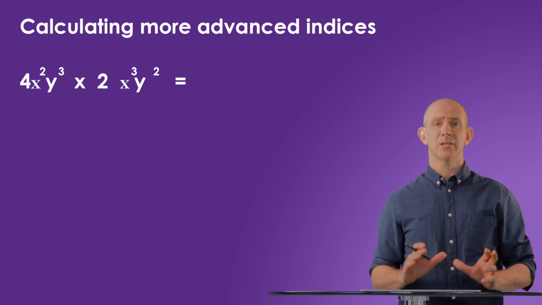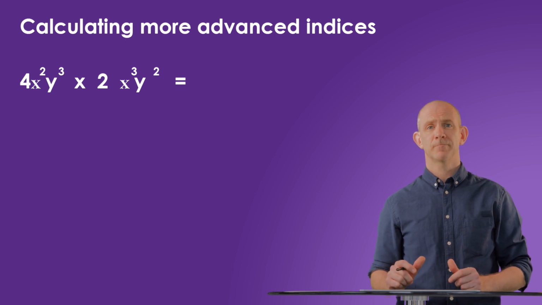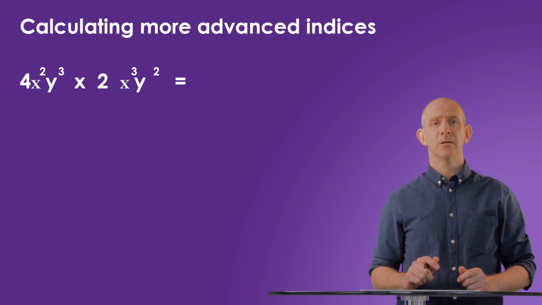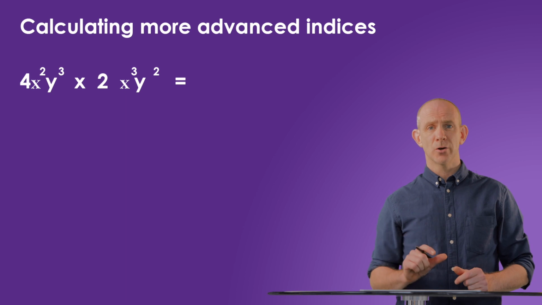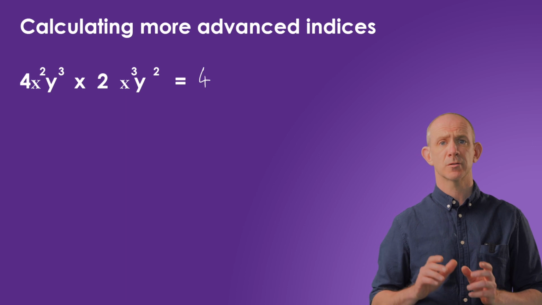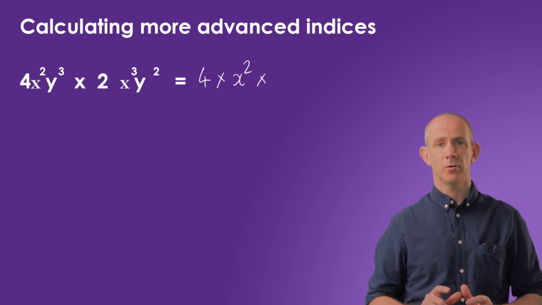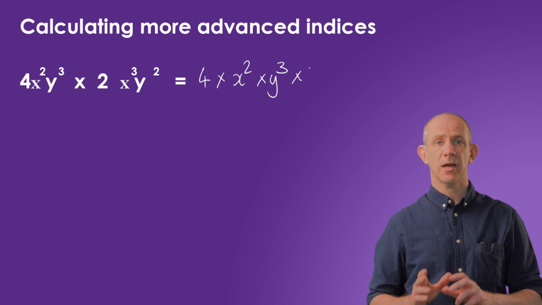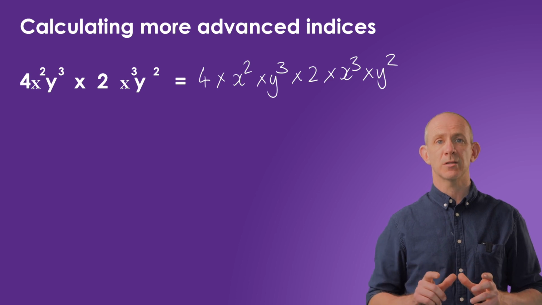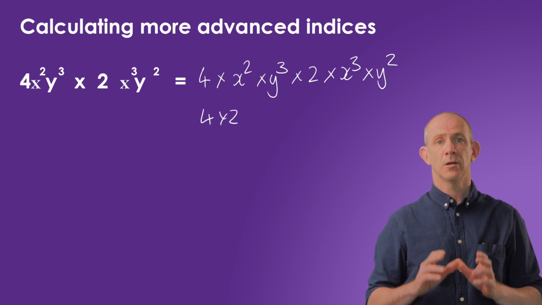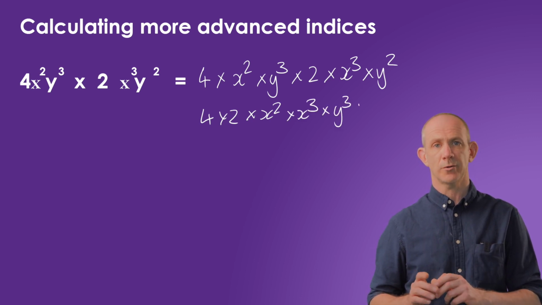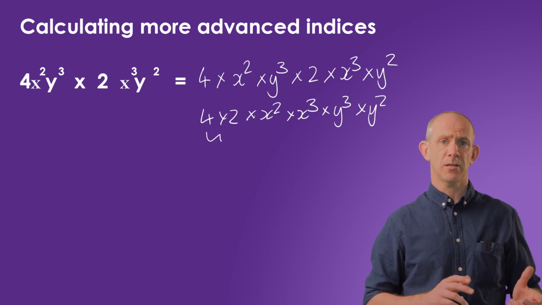Here we have some more advanced indices that we're being asked to simplify. Remember, when dealing with variables, which tend to be represented by letters, in between each term is multiplication. If we expand the expression, we would get 4 times x squared times y cubed times 2 times x cubed times y squared. Now we can rearrange this to give us 4 times 2 times x squared times x cubed times y cubed times y squared. 4 times 2 will give us 8.